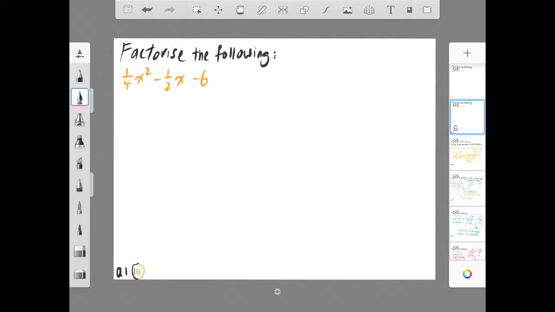Alright guys, let's read the first question together. Factorize the following: 1/4 x squared minus half x minus 6. For this question, take note that the coefficient of x squared and x are both in fraction form. So what we have to do is to take out the common factor, right? Previously I mentioned that we have to factorize out the common factor first, but for this kind of question, since the coefficient of x squared is a fraction, we are going to take out a common factor in terms of fraction.